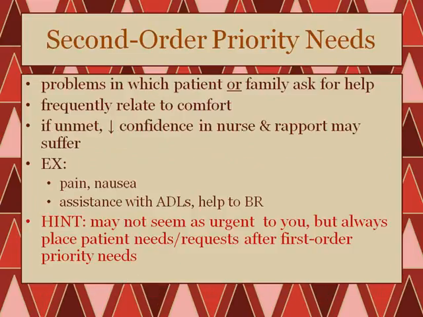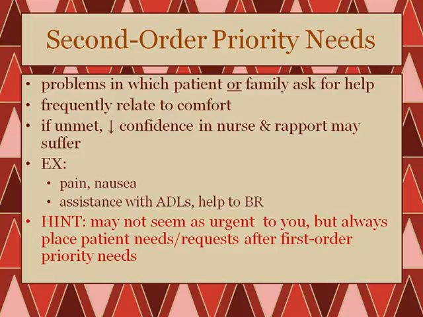With our second order priority needs, these are problems in which the patient or family have asked for help. It's something that's concerning them. It might be something like a gown change or wanting their linen changed on their bed, but it's important to them, therefore we place it as a second order priority need. If we fail to meet these needs, their confidence in us as the nurse and our patient-nurse rapport is also going to be in trouble, and that makes providing care very difficult.